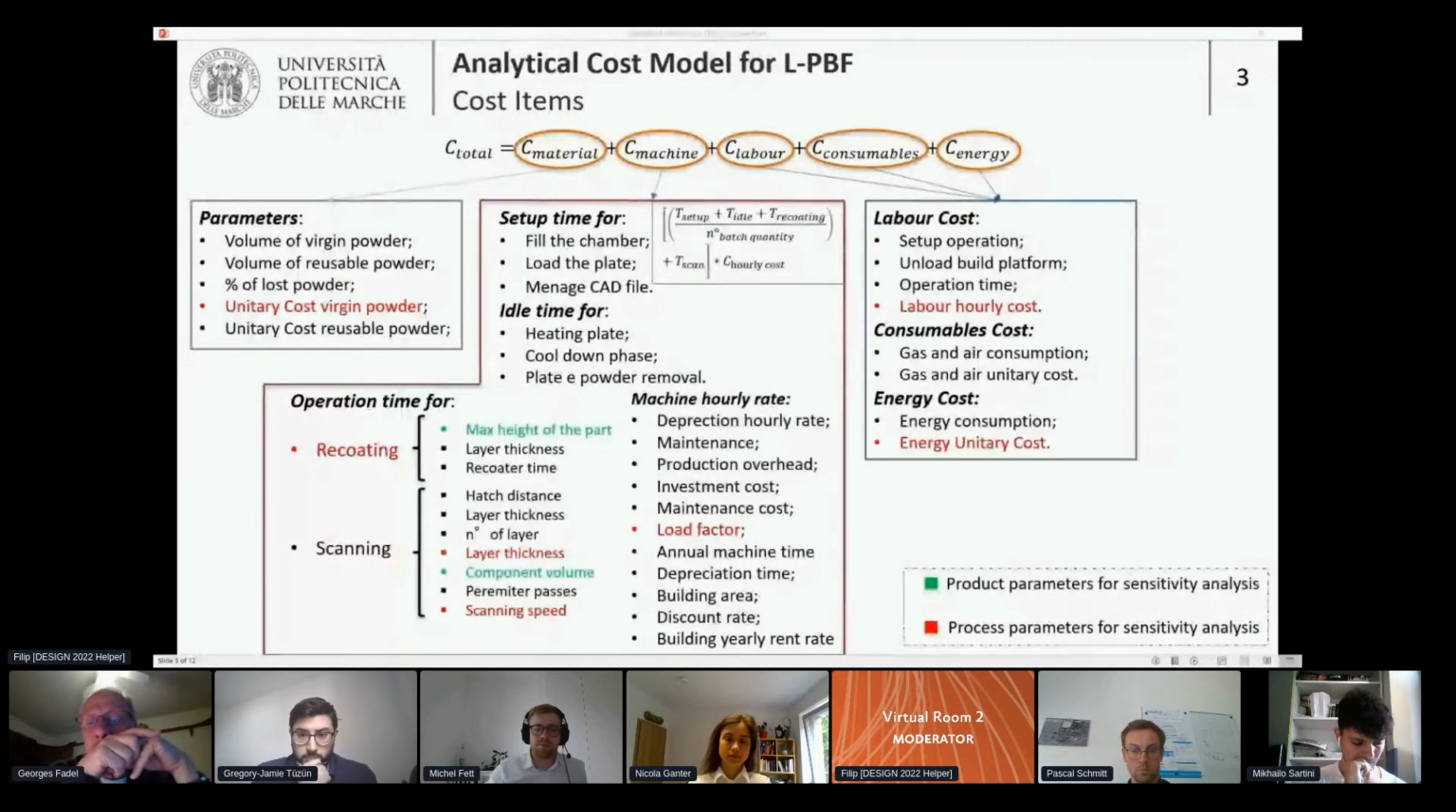The labor cost is the cost while the operator prepares the 3D printer, while he unloads the build platform, and while he attends the printing process. The consumables consider the costs related to compressed air and gas consumption to inert the chamber.